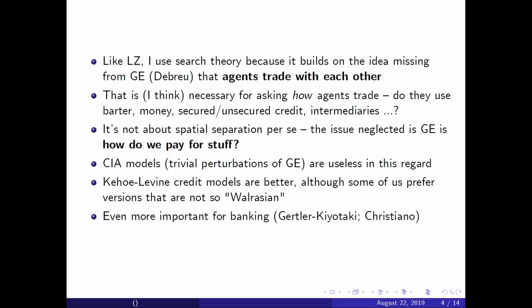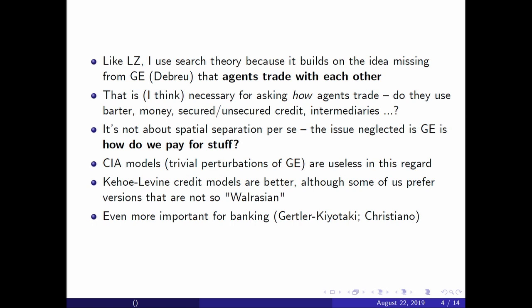So like these guys, Lagos and Zhang, I use search theory, but I don't think most of you know what I mean by that. I like it because it builds on the idea missing from GE, and Debreu kind of talked about this a little bit. In the real world, but not in the general theory, agents trade with each other. And that's kind of what search theory is to me.